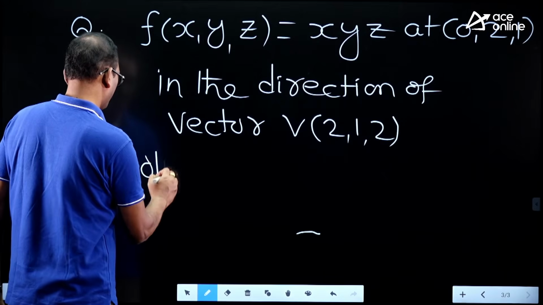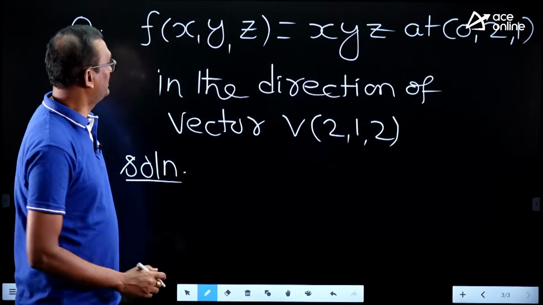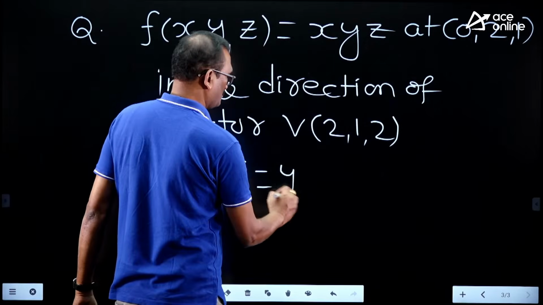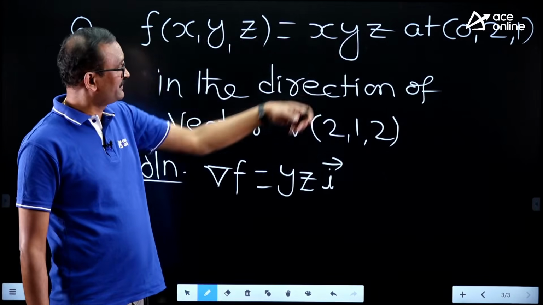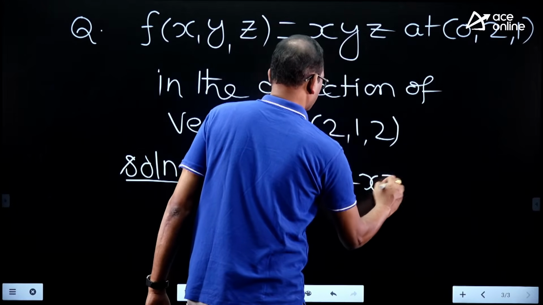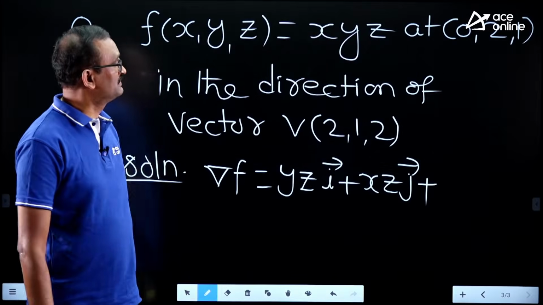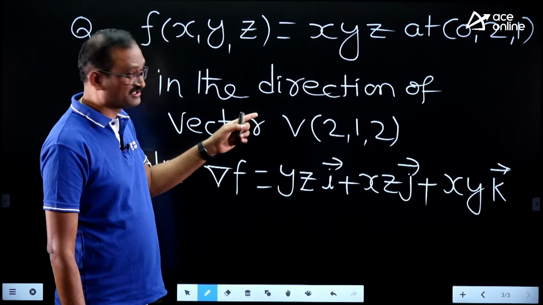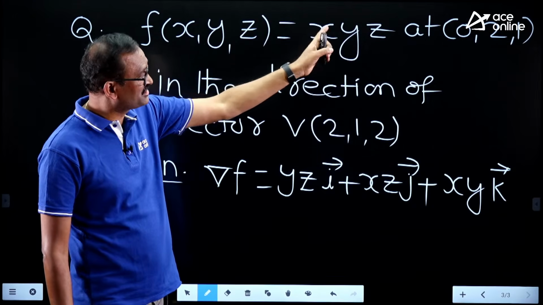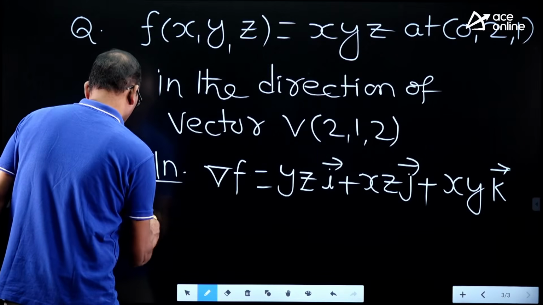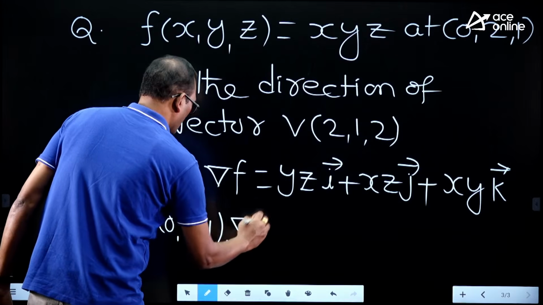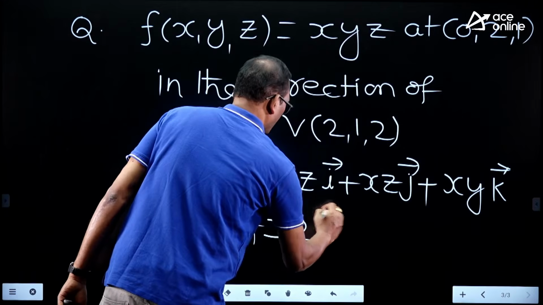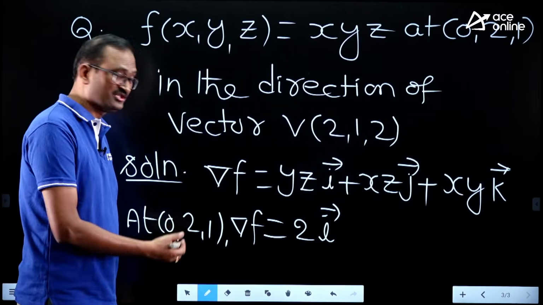So it is better to find the gradient first. How to calculate the gradient of a given scalar point function? It is i into the derivative of the given function with respect to x partially, plus j into the derivative with respect to y partially, that is xz into j, plus k into the derivative with respect to z partially, that is xy into k. The directional derivative means the differentiation of the given function at the point (0, 2, 1). So at (0, 2, 1), what would be the value of the gradient? x is 0, y z is 2, so it is 2i, the other terms have x as 0, so they are 0. Simply that would be the gradient.